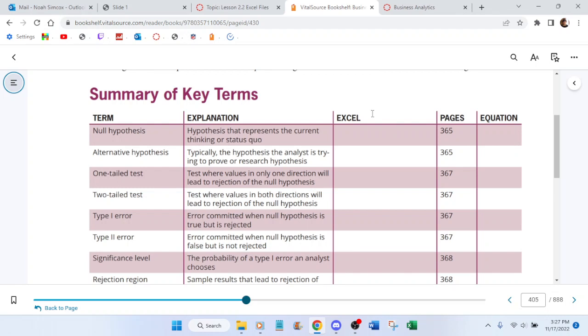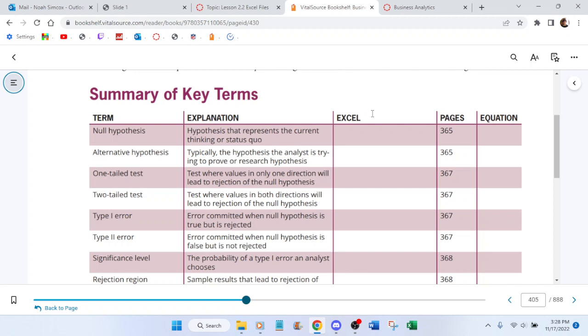Null hypothesis is the hypothesis that represents the current thinking or status quo. Alternative hypothesis is the hypothesis that the analyst is trying to prove, or research hypothesis. One-tailed test: the test where values in only one direction will lead to rejection of the null hypothesis. Two-tailed test: where values in both directions will lead to rejection of the null hypothesis.